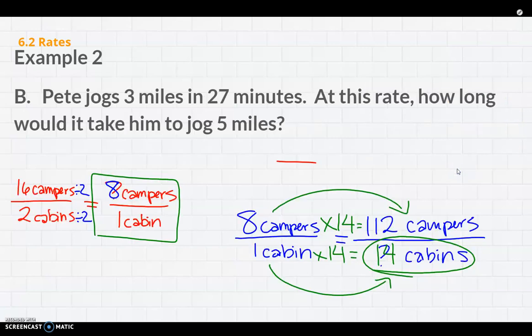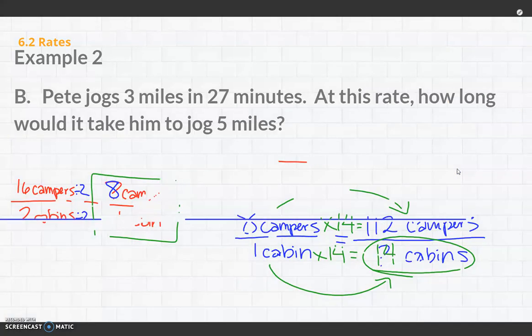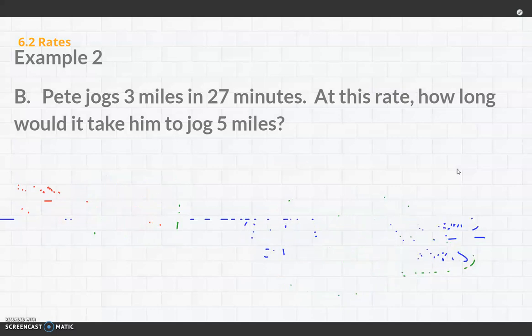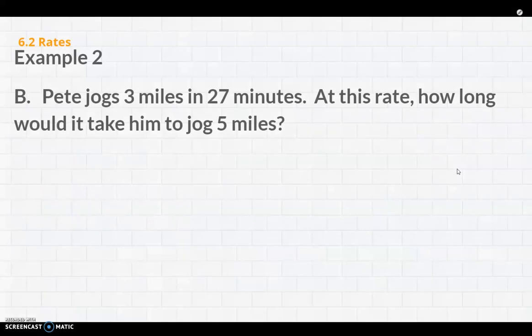Okay. Pete jogs 3 miles in 27 minutes. At this rate, how long would it take him to jog 5 miles? So again, your strategy here should be to find the unit rate first. Okay, so I want to know how many minutes does it take him to jog 1 mile? Okay, that would help me figure out how many minutes it takes him to jog 5 miles, right? So how many minutes per 1 mile?